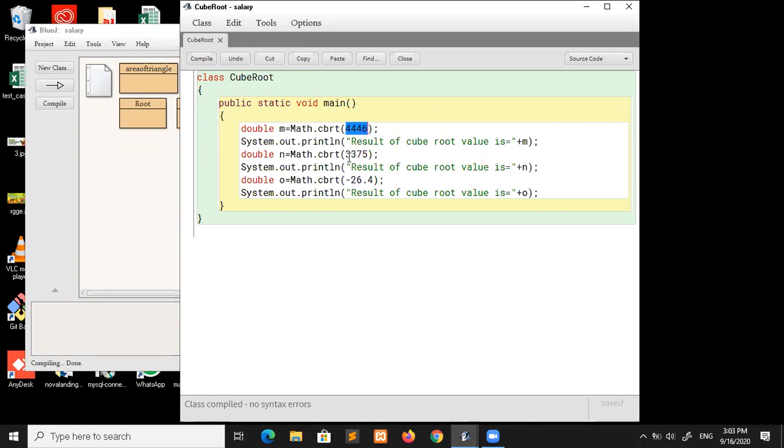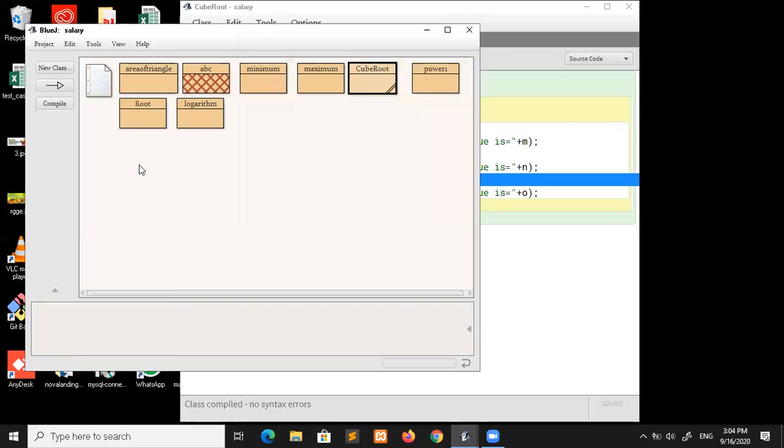So same thing, you need to copy paste it, but only the variable numbers I have changed. So just see it over here. For cube root, I have taken 4446, 3375, and the last one I have taken purposely as a negative number. So I'll quickly show you how the result is getting displayed over here.